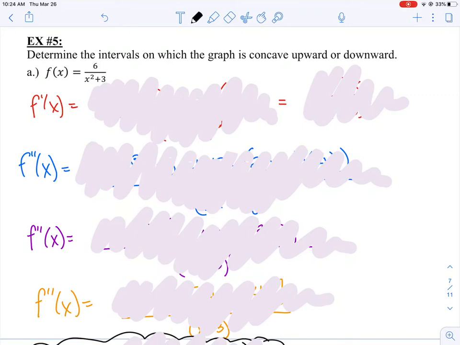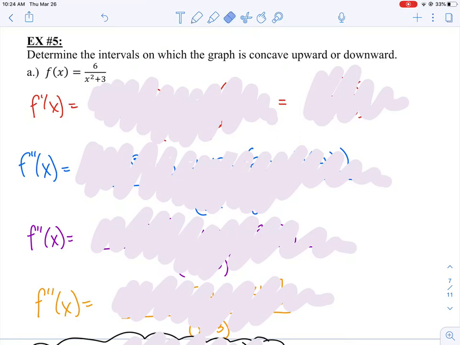So here's our function, 6 over x squared plus 3, and we've got to find our second derivative. So before we find our second derivative, we obviously have to find our first derivative. So what derivative rule would you use to find the first derivative on this one? There's a couple different things you can do. The first thing I noticed maybe was quotient rule, or you could bring up that denominator, call it that quantity to the -1 power, and use chain rule. Either way, we should all get the same final answer.